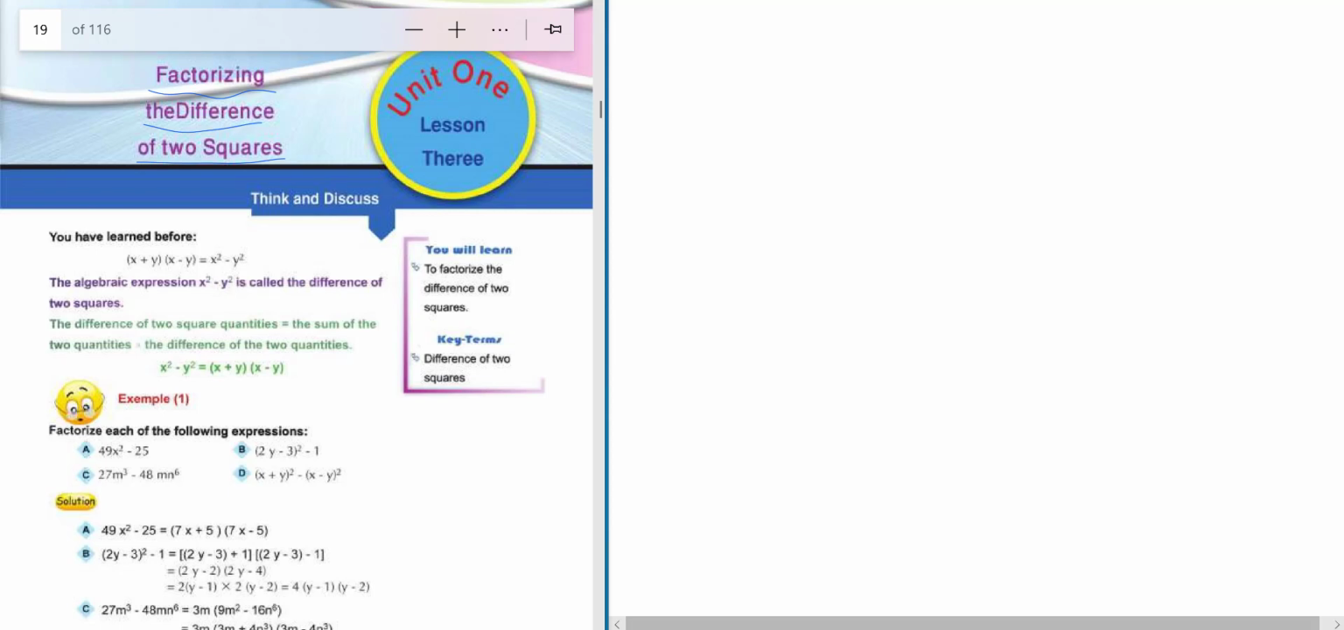X power 2 is a square, y power 2 is a square. The difference between them is called the difference between two squares. So x power 2 minus y power 2 is called the difference between two squares. Each of x power 2 and y power 2 is a square, and the sign between them is different.